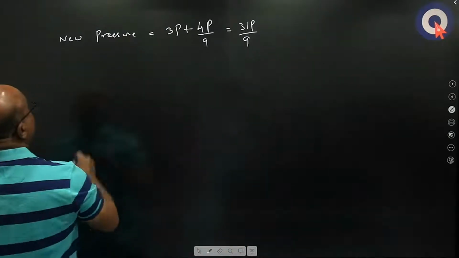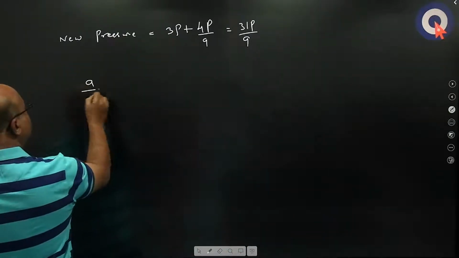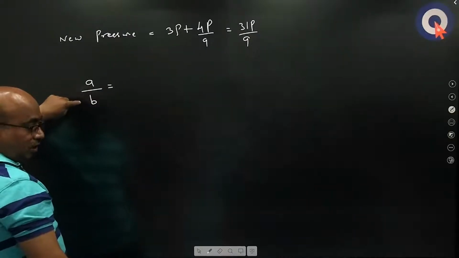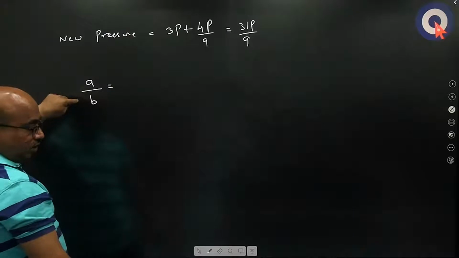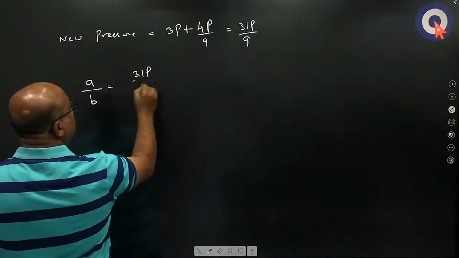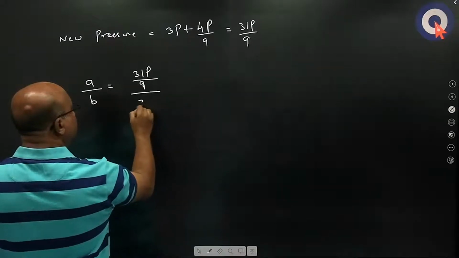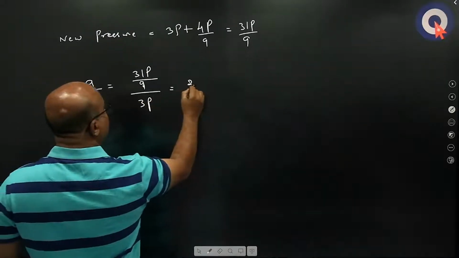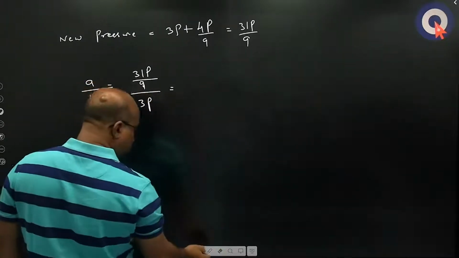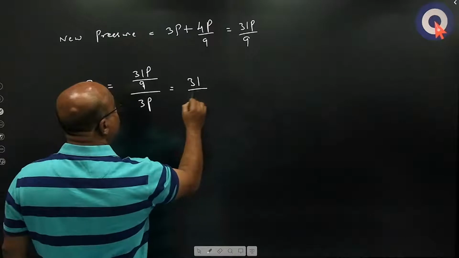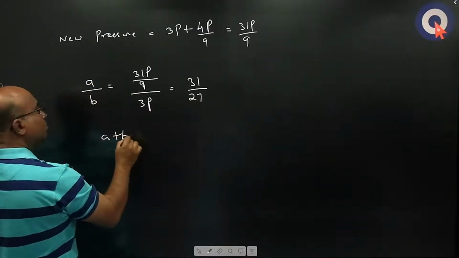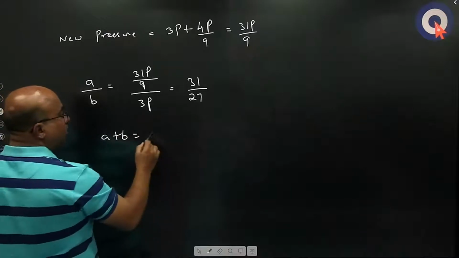So now what we want is A by B, which is nothing but the new pressure to the initial, original pressure. So which is nothing but 31P by 9 divided by 3P. So it is 27, sorry, 31 by 27. So what is A plus B? A plus B will be coming up. So it's nothing but 58.